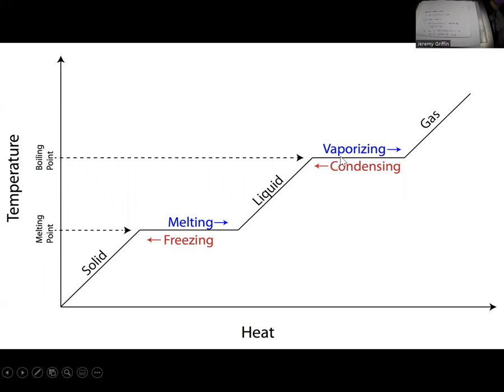Now it might boil faster, right? This process might speed up. We're going to the right faster on this graph, but it's stuck at 100 degrees Celsius. Sometimes boiling is called a cooling process.